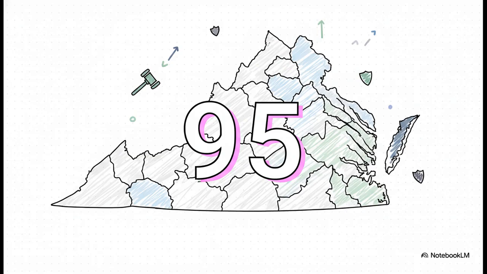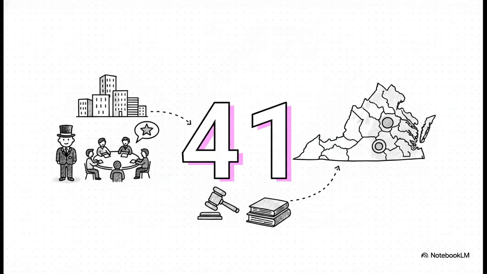Let's zoom in on that local level for just a second. To put things into perspective, the state of Virginia is uniquely divided up into 95 individual counties, which are run by elected boards who manage the day-to-day stuff. But here's a really fascinating quirk. Right alongside those 95 counties, Virginia also has 41 independent cities. And independent literally means what it sounds like. They aren't part of any county at all. They operate completely on their own.